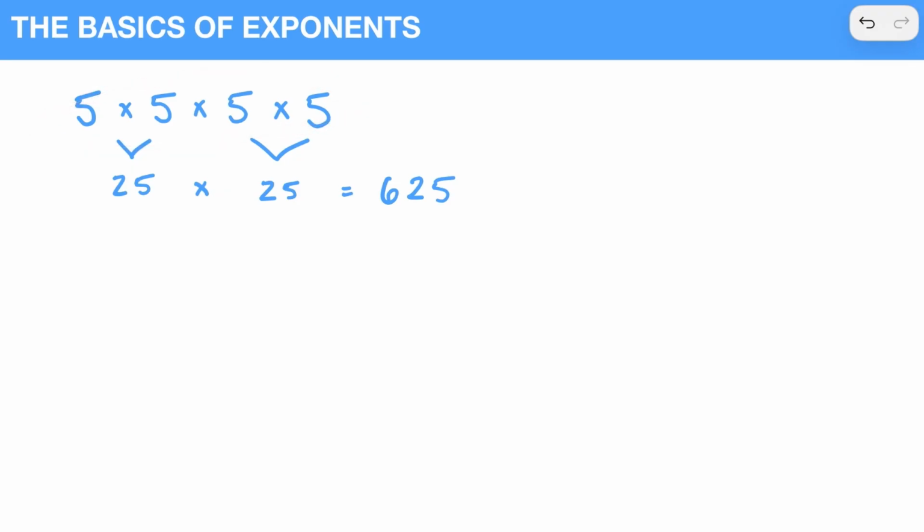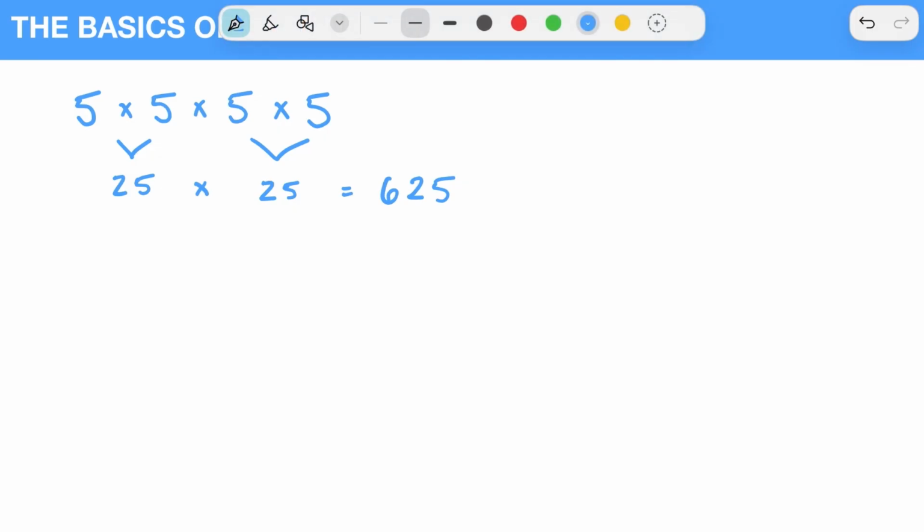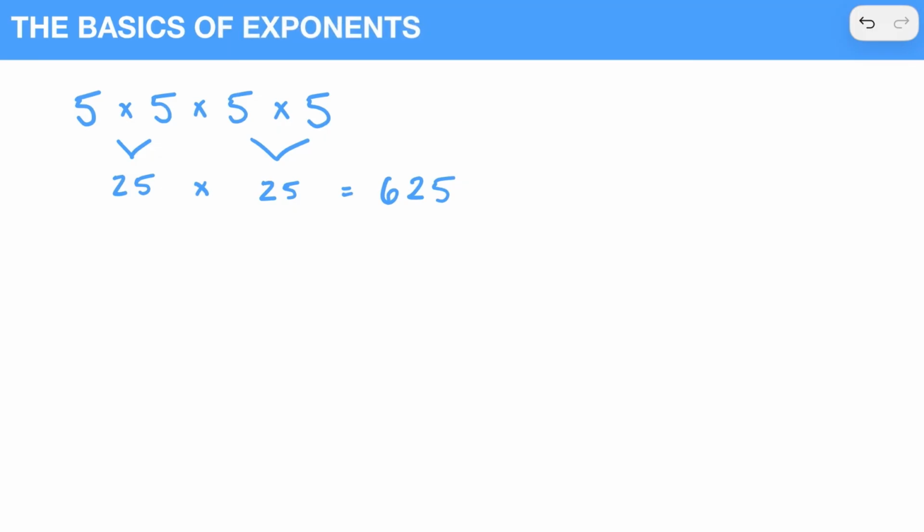The way that mathematicians demonstrate this big long idea with simple writing is with what's called an exponent. They would write this 5 times 5 times 5 times 5 as 5 raised to the 4th power. This is 5 raised to the 4th power.